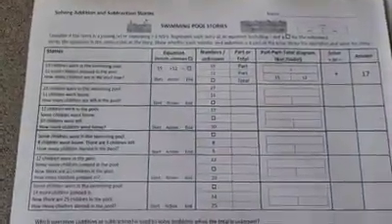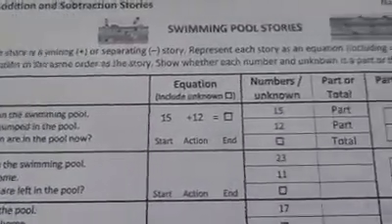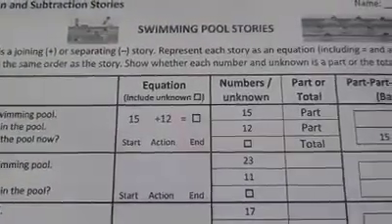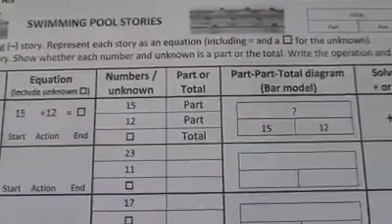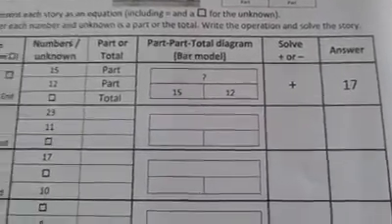Here's another one for addition and subtraction. This one is a little complex, actually. It's got the word story. The students then pick how to write that as an equation, looking at the start, the action, and the end, whether the numbers are the parts and totals, the bar model, and what the answer is.